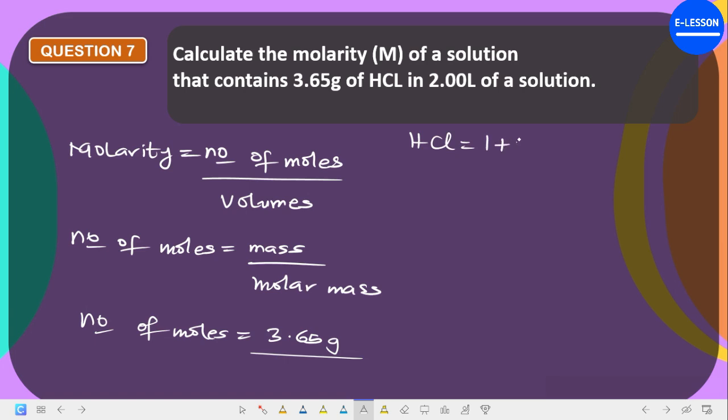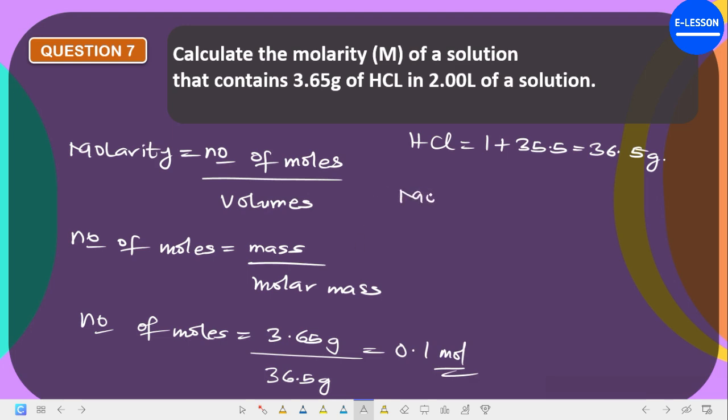Hydrogen is 1 plus chlorine is 35.5, and this gives us 36.5 gram. Are you getting it now? So the number of moles will be equal to 3.65 divided by 36.5 gram, and that gives us 0.1 mole. So the number of moles is 0.1 mole.